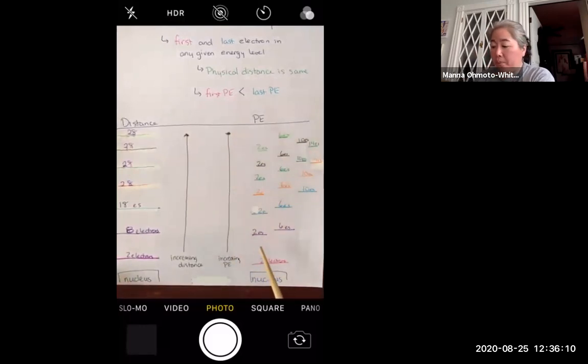For example, in this second energy level, even though 8 electrons can fit in, the first 2 electrons will exist at a lower potential energy than the next 6 electrons. Similarly, with the 18 electrons in the third energy level, the first 2 electrons will be at a lower energy than the next 6, which will be at a much lower energy than even the next 10.